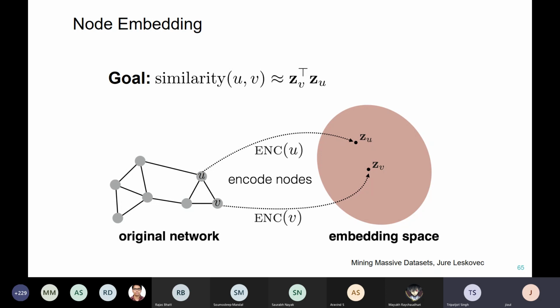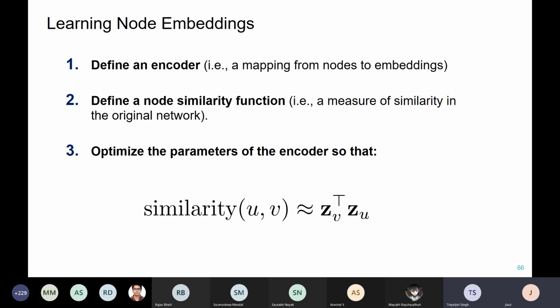We want to approximate this original similarity, and to maintain that similarity once we encode these nodes in a vector space. Okay, so that is what we want to do. Now, again, it stands on three simple steps.